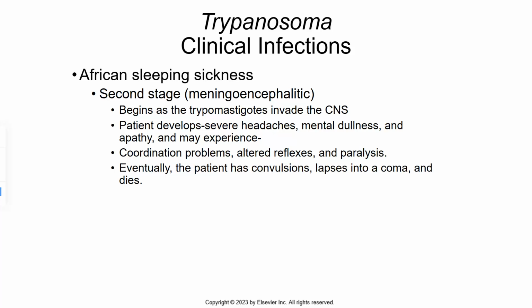The second stage, the meningoencephalitic stage, begins as the trypomastigotes invade the central nervous system. The patient develops severe headaches, mental dullness, and apathy, and may experience coordination problems, altered reflexes, and paralysis. Eventually, the patient has convulsions, lapses into a coma, and dies.